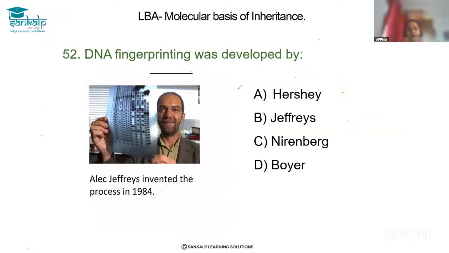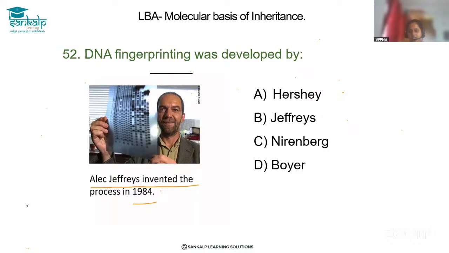Let's solve question 52. DNA fingerprinting was developed by? Dear students, you have already studied a little about DNA fingerprinting. This process was developed by the scientist called Alec Jeffreys. He invented this process in 1984.